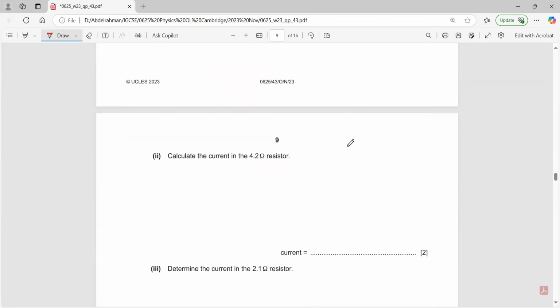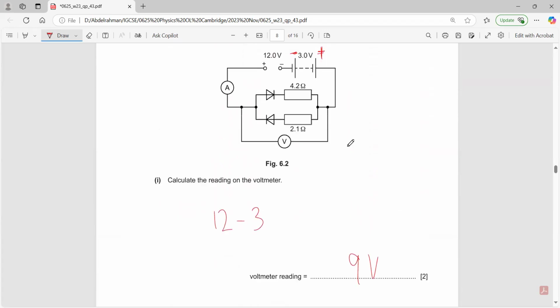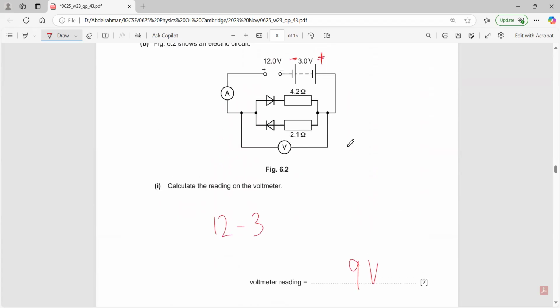Calculate the current in the 4.2 ohm resistor. You need to ask yourself, in which direction will the current move? It will move from the positive end of the larger battery, so it will move in this way. At this junction, it will pass through the 4.2 ohm resistor normally. Why? Because the diode is situated correctly.